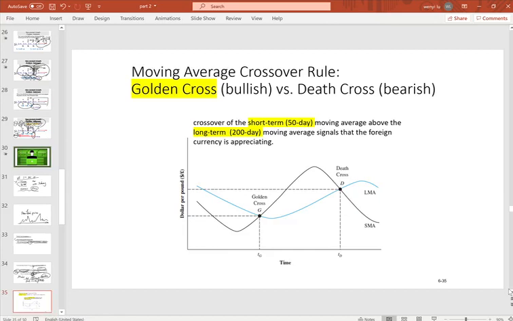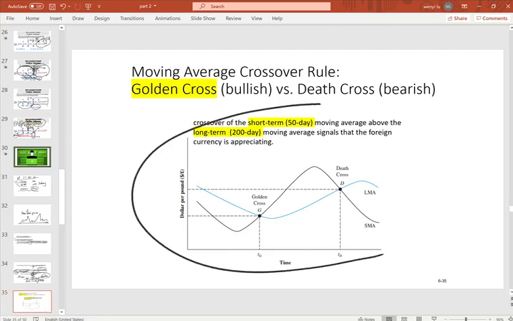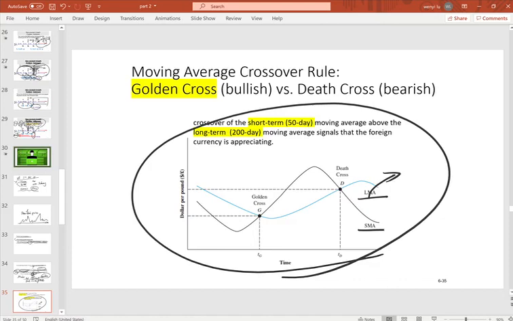For example, how can we use the pattern to capture a good investment point? Take this one. The blue curve is our long-term moving average, and the black curve is the short-term moving average. The long-term moving average is usually the 200-day moving average, and the short-term moving average is for 50 days.